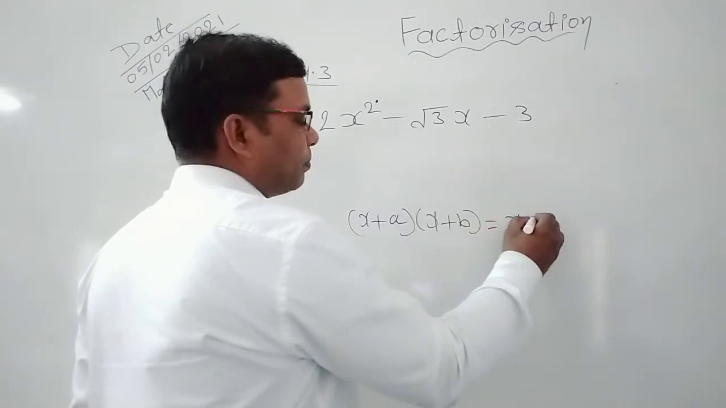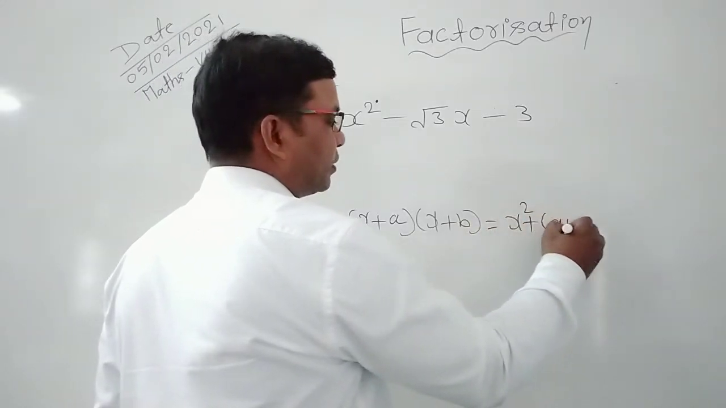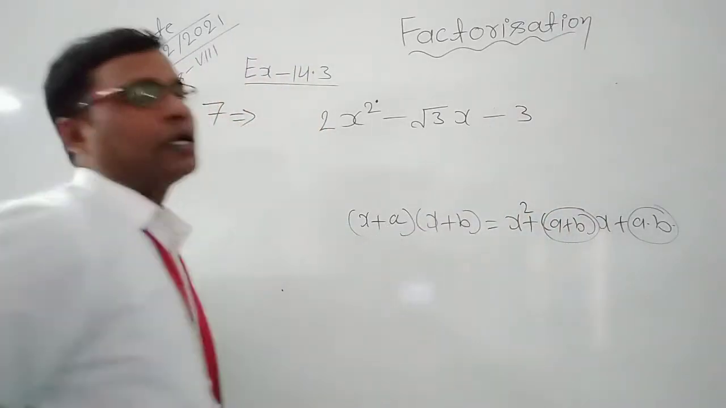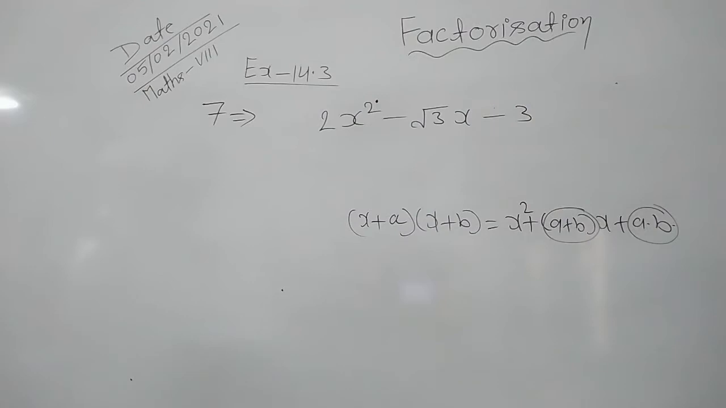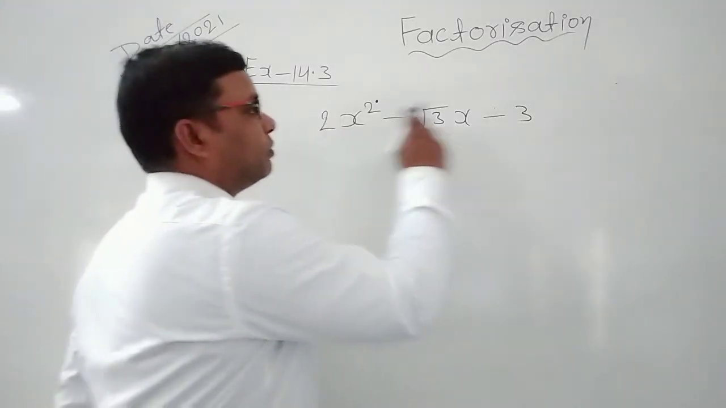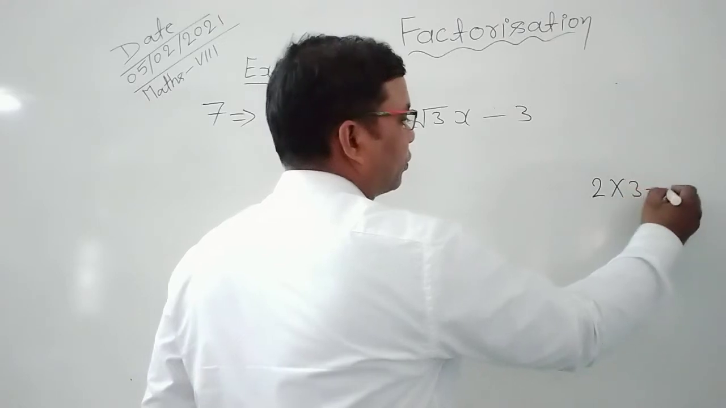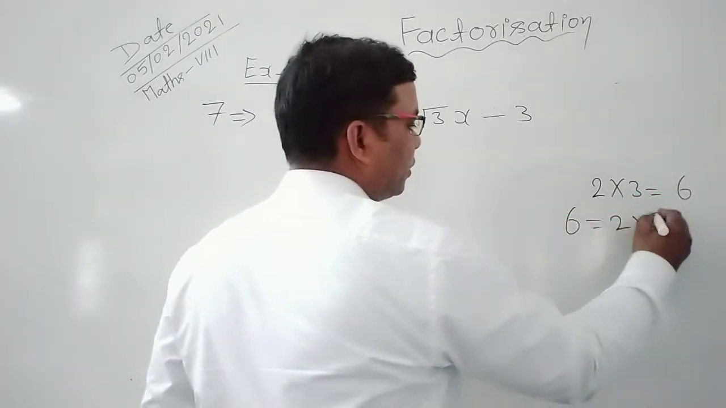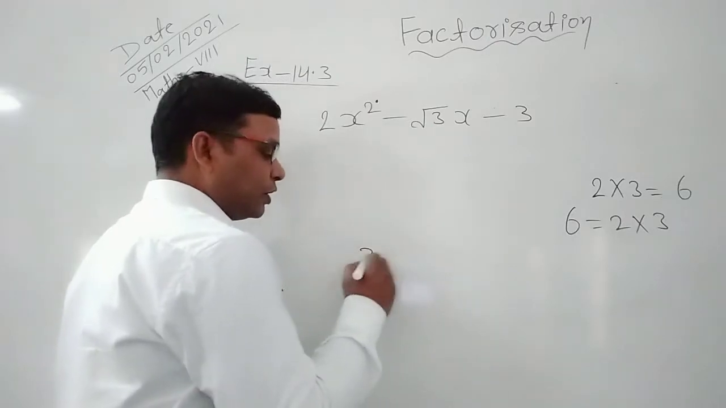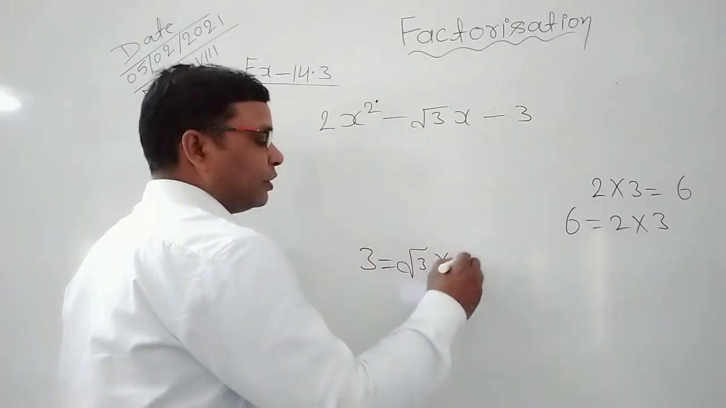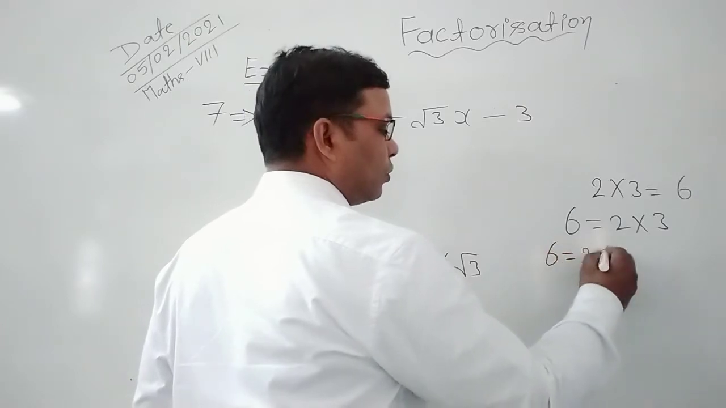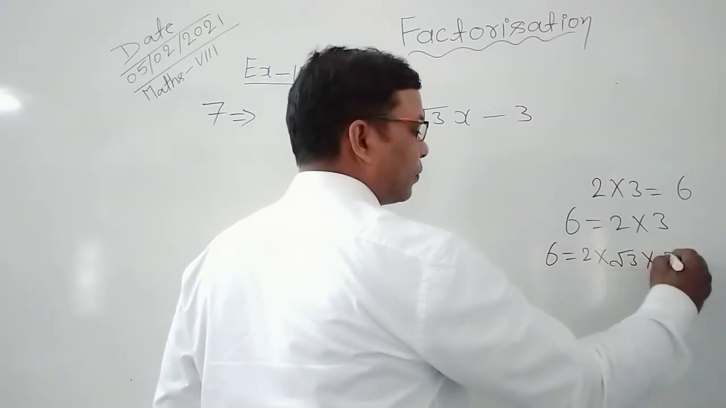This is equal to x square plus a plus b into x plus a into b. This is the constant term, this is the coefficient of x. So the constant term here is 3 and the coefficient of x is root 3. Here first multiply 2 into 3, which is 6. Also, 3 you can write as root 3 into root 3. So you can write 6 as 2 into root 3 into root 3.